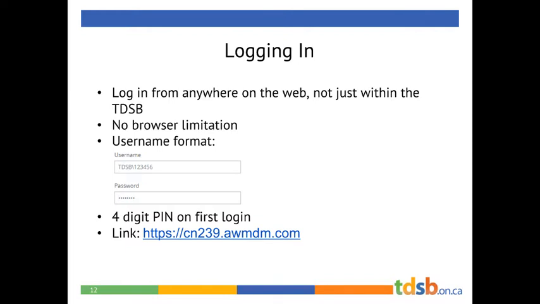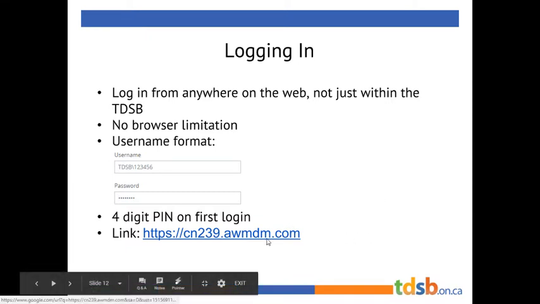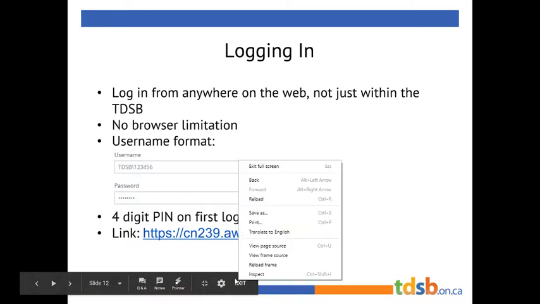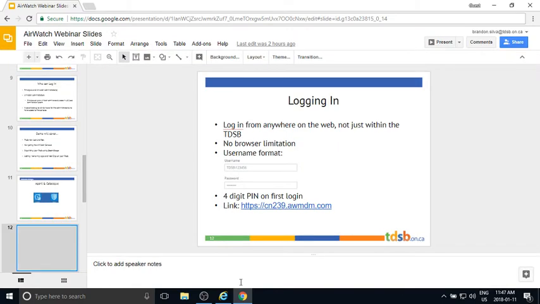But when you go to log in, if this is the first time you're logging in, it will ask you to create a 4-digit PIN code. So the link is right here. It's kind of a mouthful, cn239.awmdm. I wouldn't expect you to remember that, so I'll just show you real quick where it is on your computer.